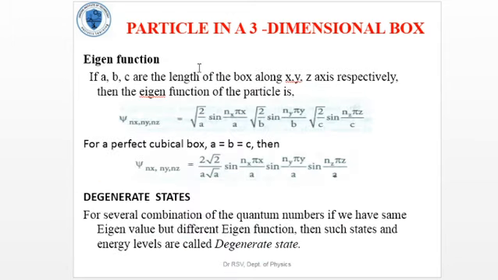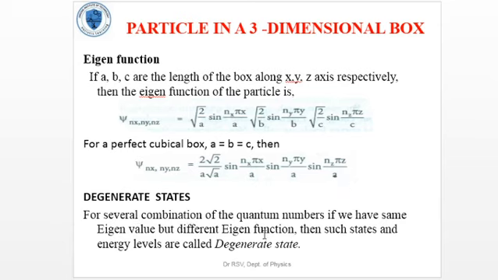Eigenfunction. If a, b, c are the lengths of the box along the x, y, z axes respectively, then the eigenfunction of the particle is psi nx ny nz is equal to root of 2 by a sin nx pi x by a, root of 2 by b sin ny pi y by b, root of 2 by c sin nz pi z by c. If all the sides are equal, psi is equal to 2 root 2 divided by a root a sin nx pi x by a sin ny pi y by a sin nz pi z by a.